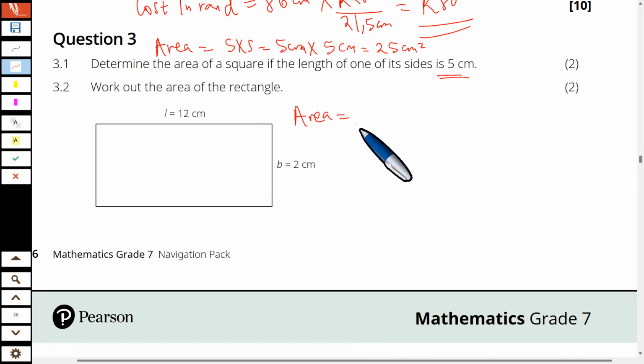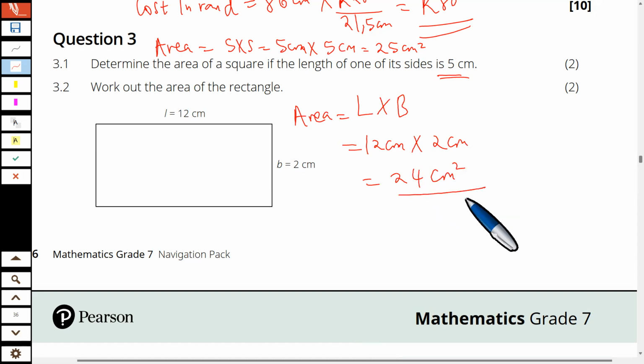So to work out the area of the rectangle, we need to remember that the area is length by what? It's length by breadth of the rectangle. The length is 12 centimeters multiplied by 2 centimeters. So in 3.2 then is 12 by 2. What is 12 by 2? It's 24. So it's 24 square centimeters. Okay, so that is the answer to the area of the rectangle we had to work out. Next question.